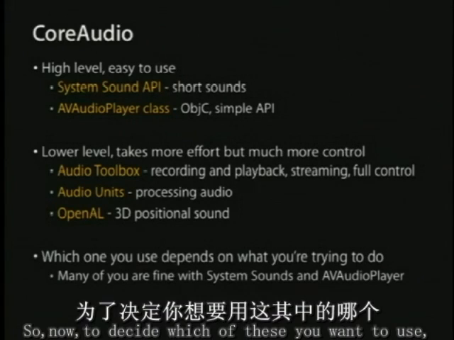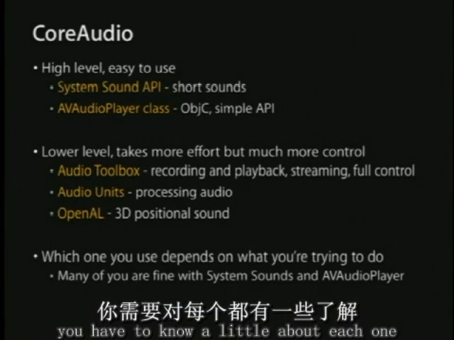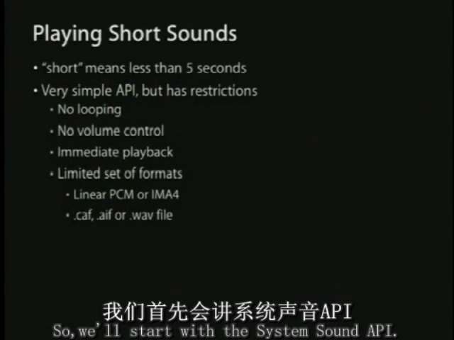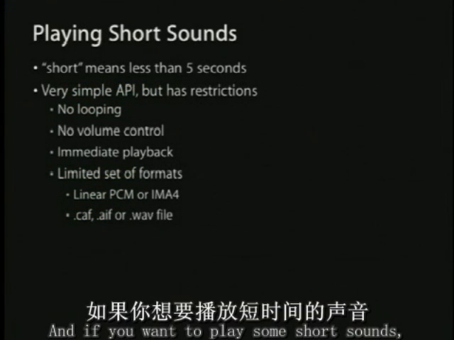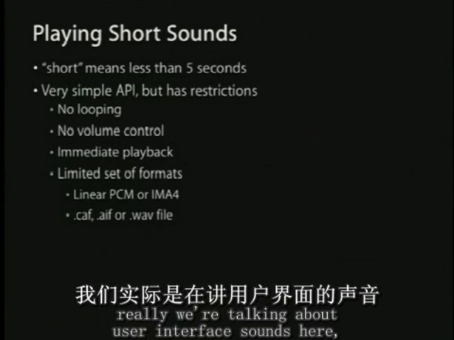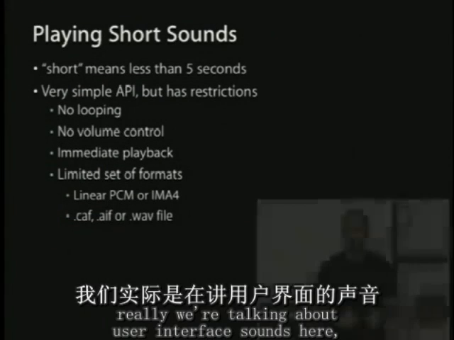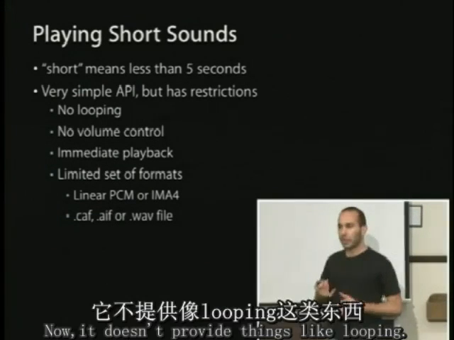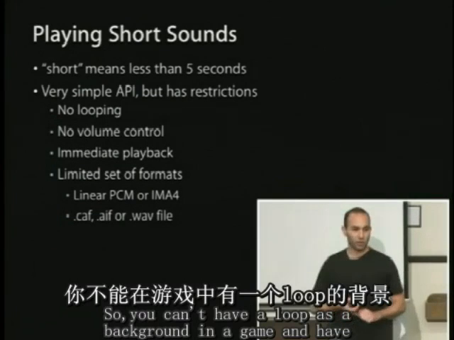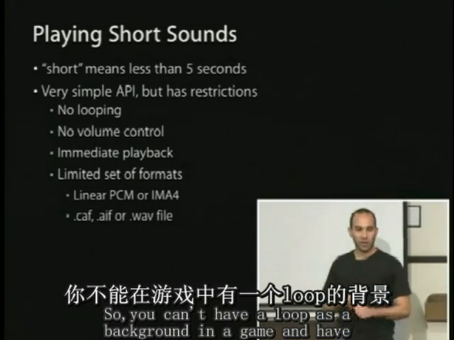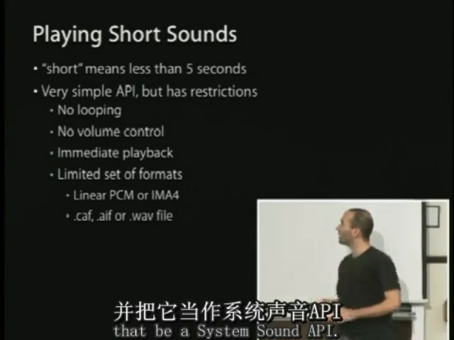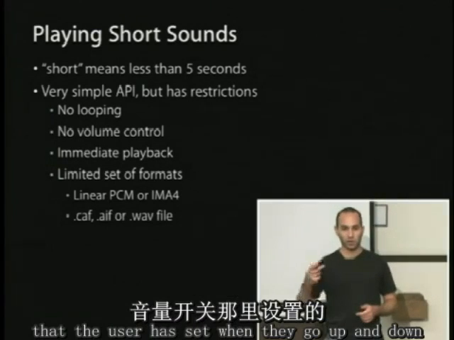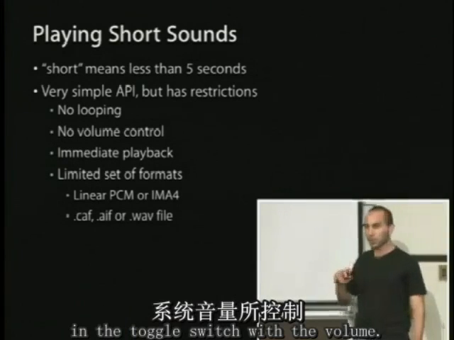So now, to decide which of these you want to use, you have to know a little bit about each one and what the properties are of each. We'll start with the System Sound API. If you want to play some short sounds, we're talking about user interface sounds here, less than 5 seconds each, the System Sound API is what you want to use. Now, it doesn't provide things like looping. So you can't have a loop as a background in a game with System Sound API. There's no volume control. The volume is completely dictated by the system volume that the user has set when they go up and down on the toggle switch for the volume.